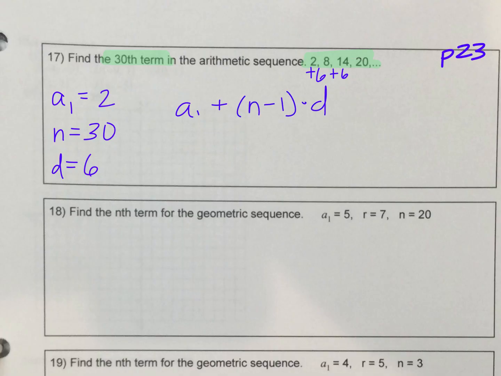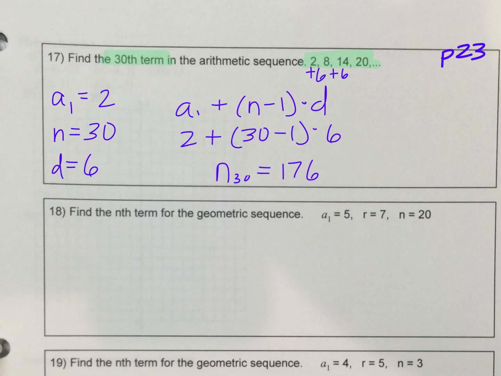So my A1 is a 2 plus my N is 30 minus 1, and my D is 6. When you type that in your calculator, you learn that the 30th term in this sequence is 176.